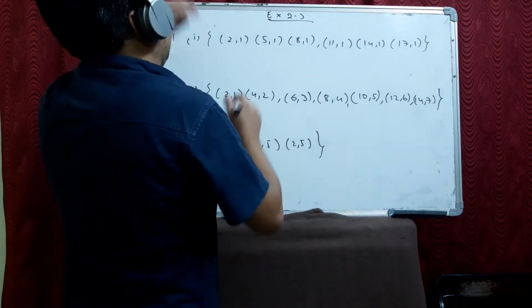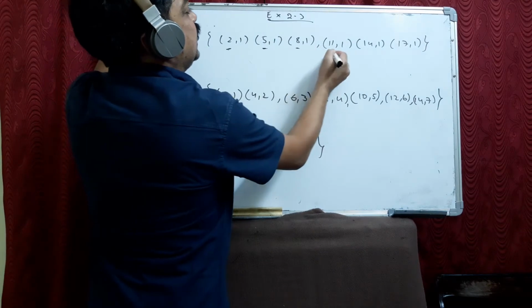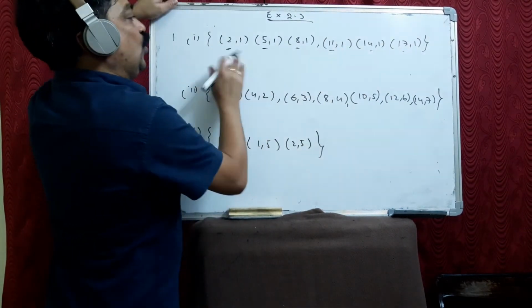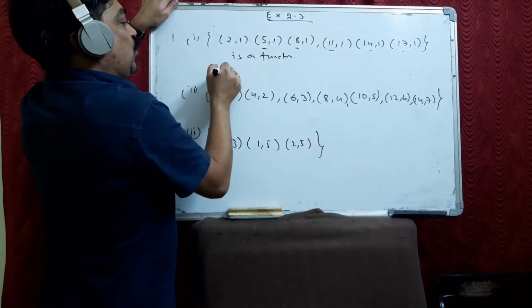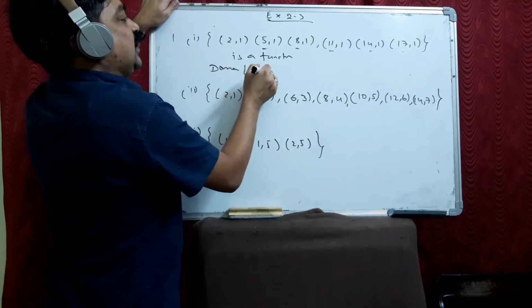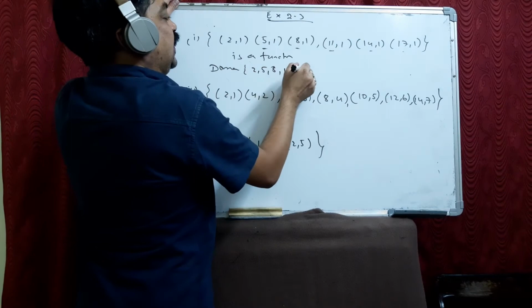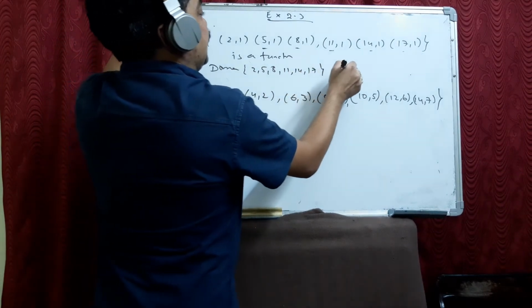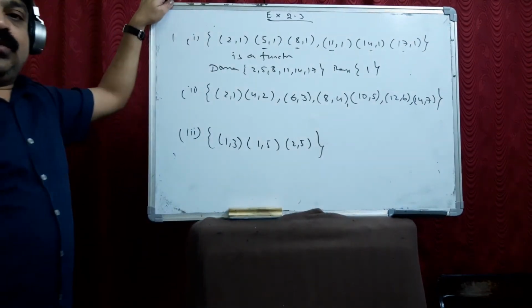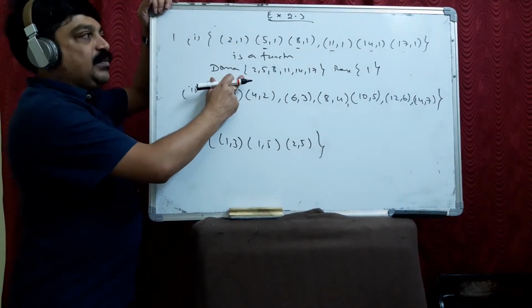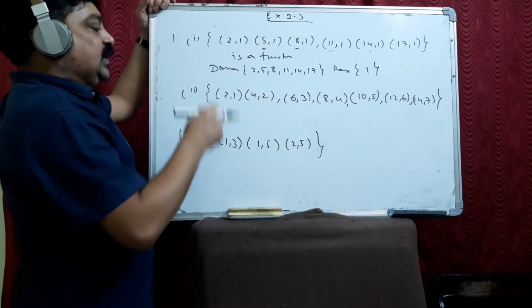See, let us check. Does every element in A have a unique image? Is any number repeated? No. So it is a function. No doubt it is a function. So what is the domain here? All the first elements: 2, 5, 8, 11, 14, 17. What is the range? The second elements, only one. Every element has one image only? Yes, one image.